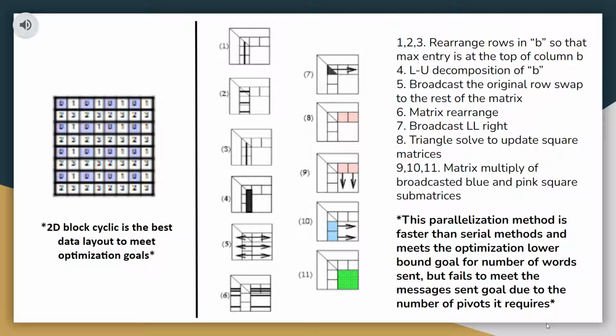These rows are moved to the top of the original matrix to perform Gaussian elimination with no pivots, decreasing the number of messages sent and allowing us to meet our communication lower bound goals. This logic can also be extended to QR factorization.